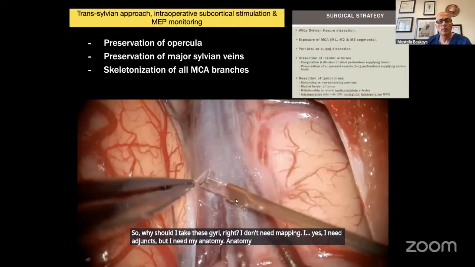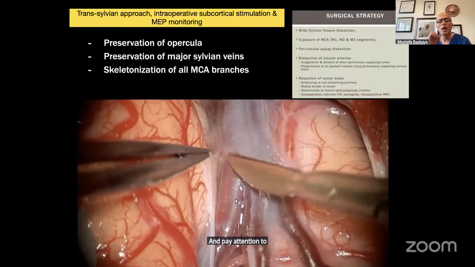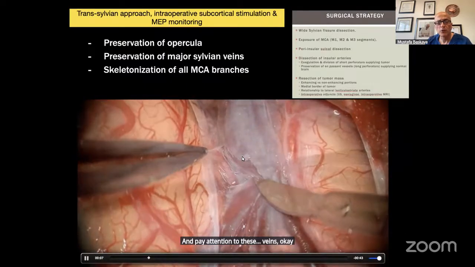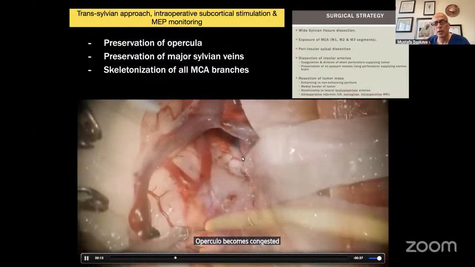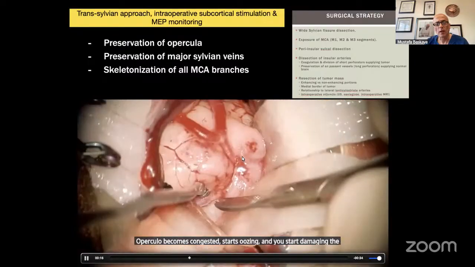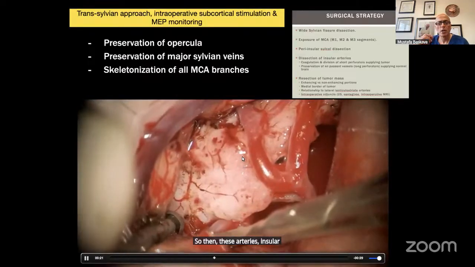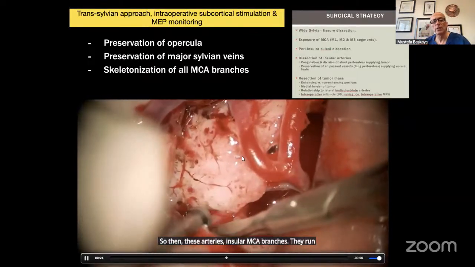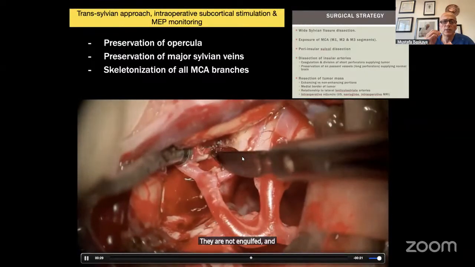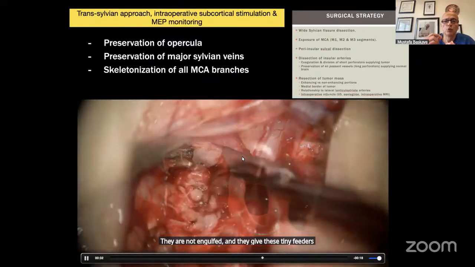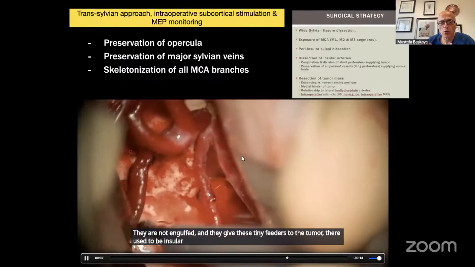Anatomy tells me to do the correct craniotomy and pay attention to these veins. Okay, don't take these veins early. If you take them, the opercular area becomes congested, starts oozing, and you start damaging the cortex. Okay, so then these arteries, insular MCA branches, they travel within the insular gyri. Okay, they are not engulfed, and they give these tiny feeders to the tumor. They used to be insular branches going to the insula.